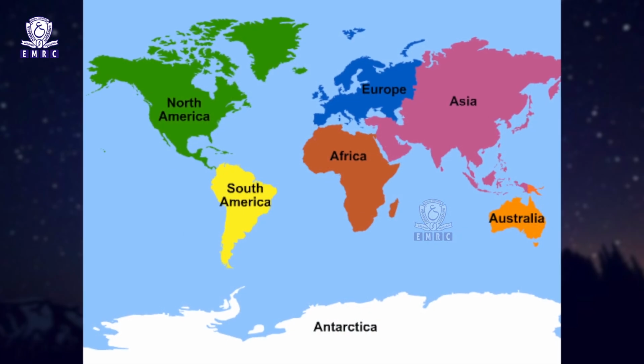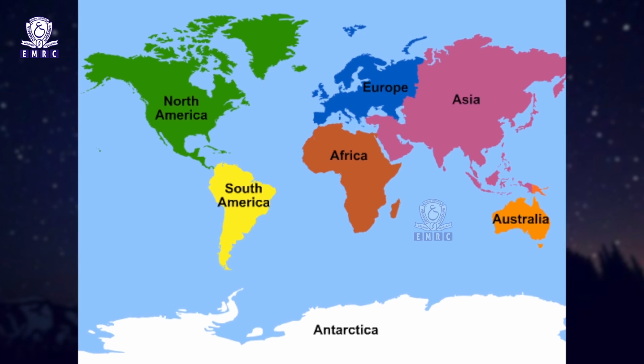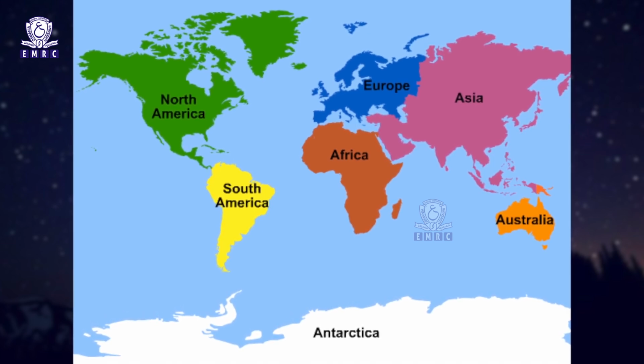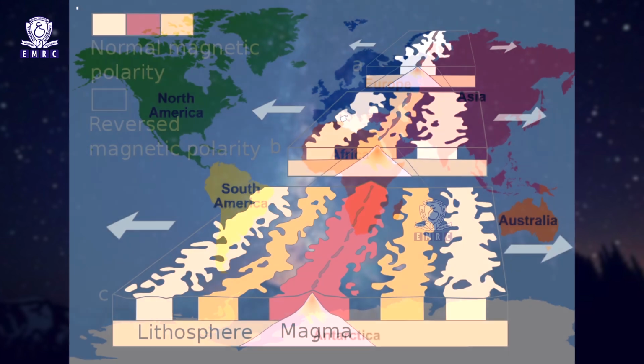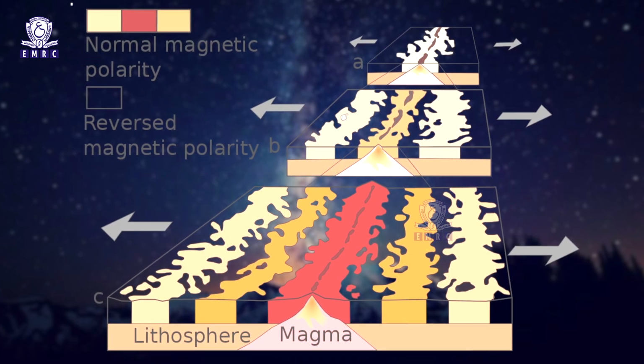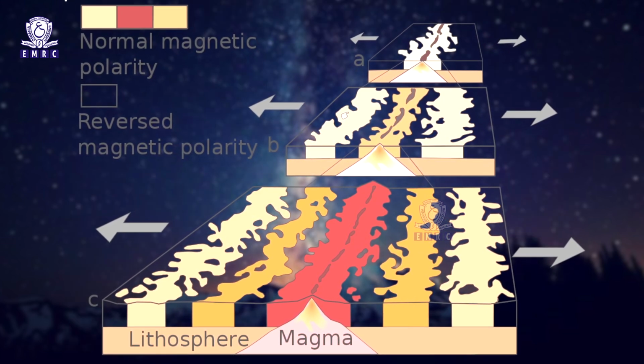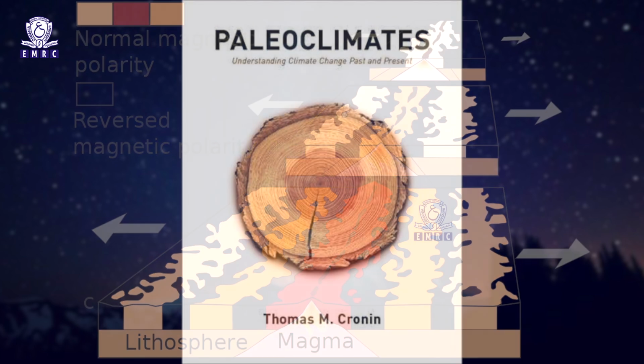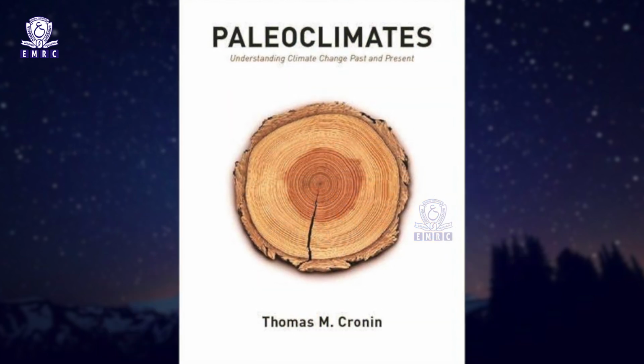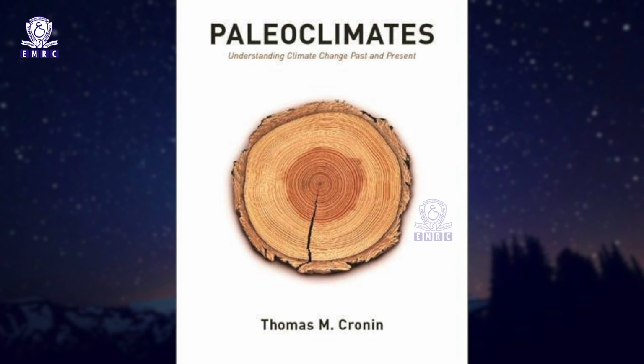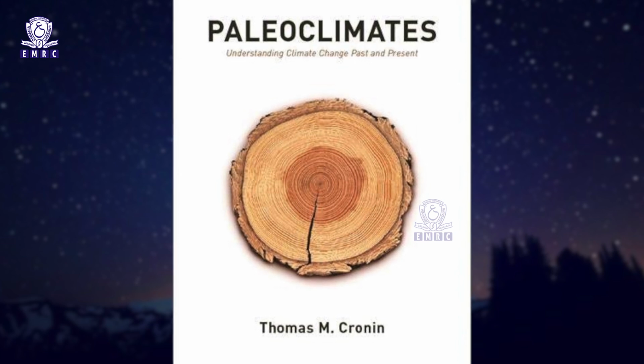The theory of plate tectonics is the advanced and the scientific version of the continental drift theory. The theory throws some light on the concept of paleomagnetism and polar wandering. The theory greatly contributes to the understanding of paleoclimates.